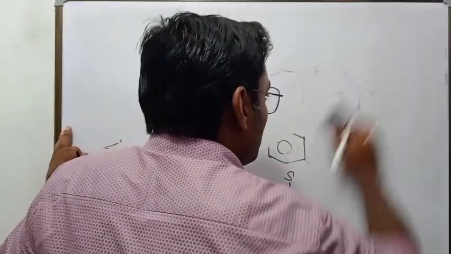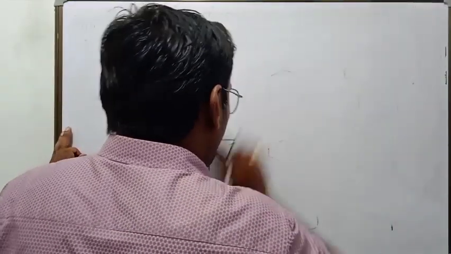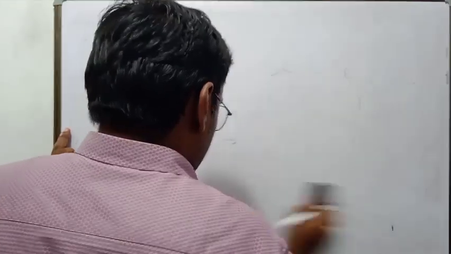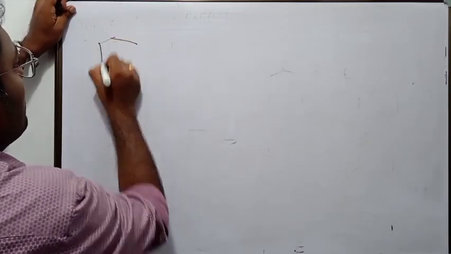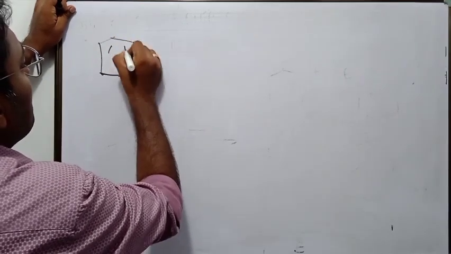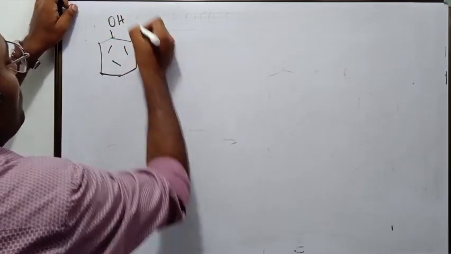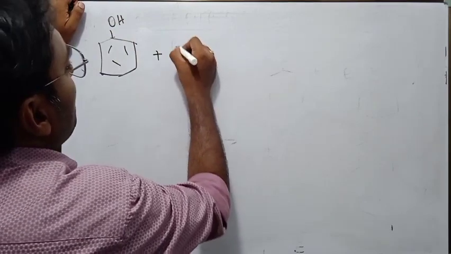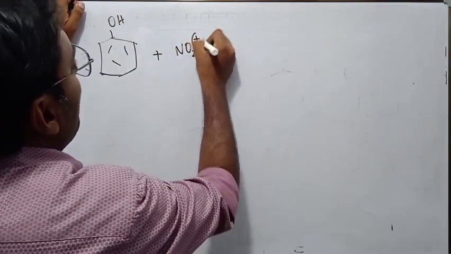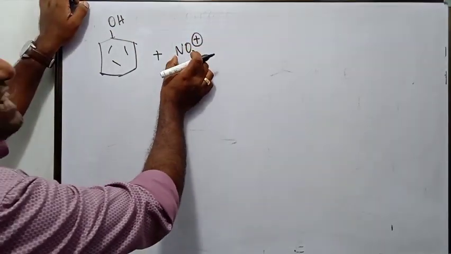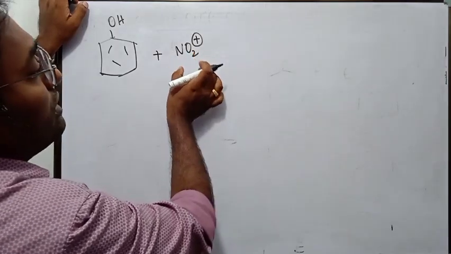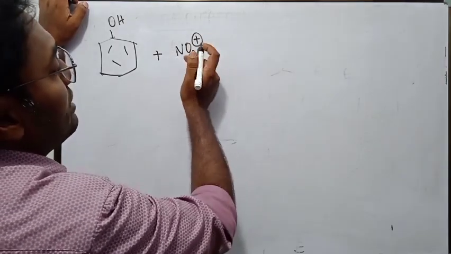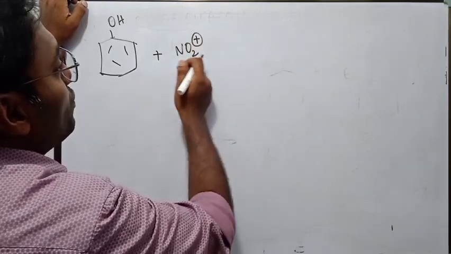Let us assume that S is the OH group. So we took phenol, and as the electrophile we took NO2 plus. We know how NO2 plus comes. We use the nitrating mixture, conc HNO3 and conc H2SO4. If you heat it, you will get this electrophile NO2 plus.